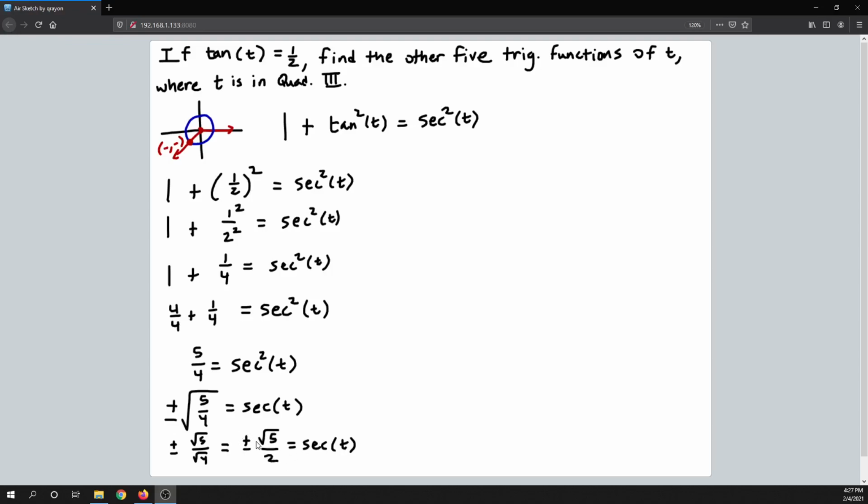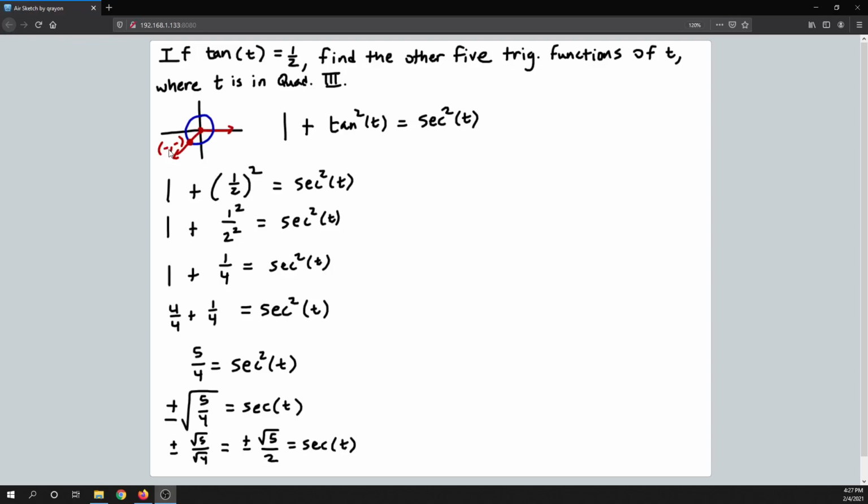So now I need to make a choice. Which one is it? Is it the plus one or is it the minus one? In order to make that choice, I'm going to have to go back over here to this diagram that I drew up at the beginning. And we know that down in the third quadrant, the cosine would be negative. And if the cosine's negative, the secant would also have to be negative, because according to the identities that we talked about in the previous section, the secant is 1 over the cosine. So 1 divided by a negative number would come out to be negative.